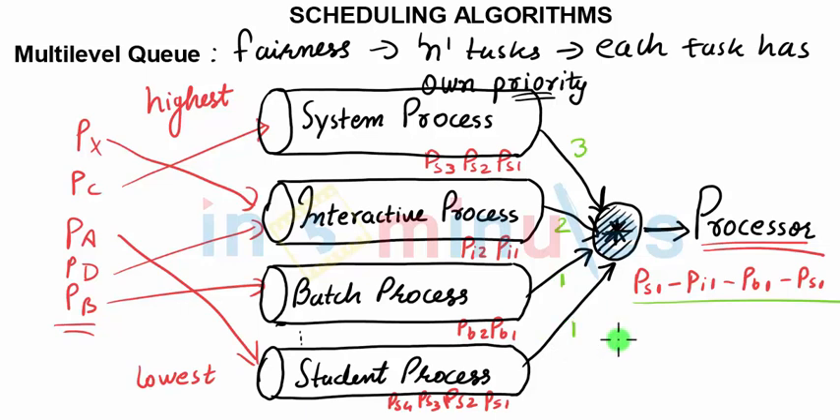That means in this case, what would happen? Given a chance, we would have PS1 to PS3 served, followed by PI1 and PI2 getting served, followed by just a single process from batch and a single process from the student queue, PS1. So there is no starvation, but yes, they can operate at different speeds, or rather individual speeds, as per need.